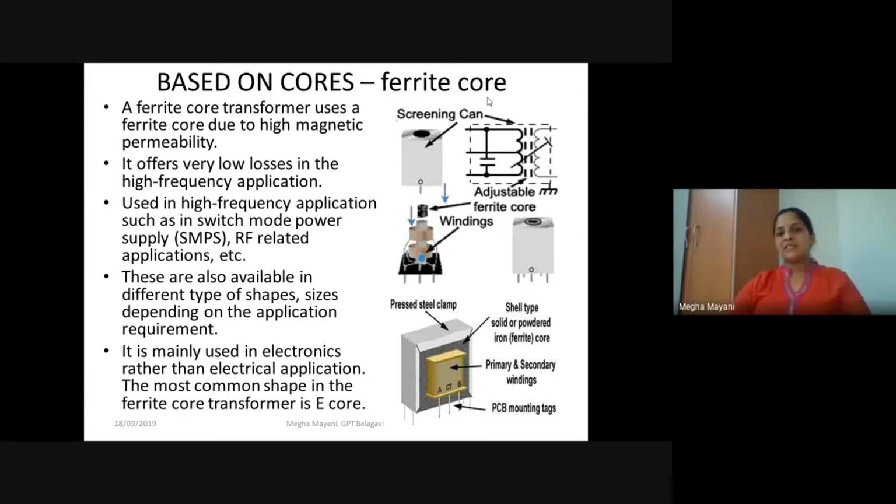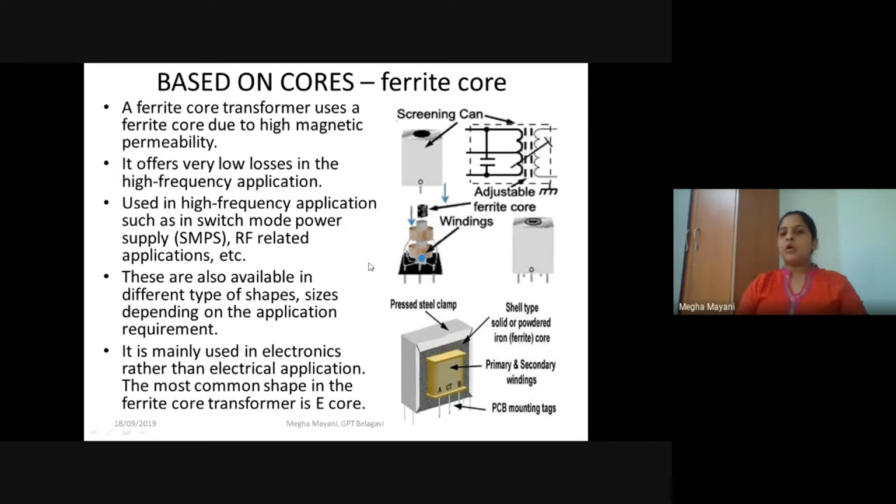And as with iron core transformers, friends, these are also coming in different shapes and sizes depending on the application. So I have picked up some images. You can see here a small ferrite core transformer, or it can be something like this. It is mainly used in electronics applications rather than electrical applications.